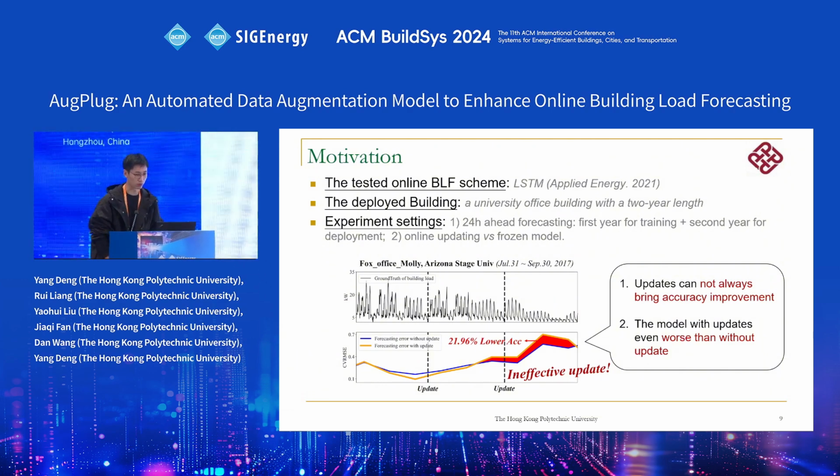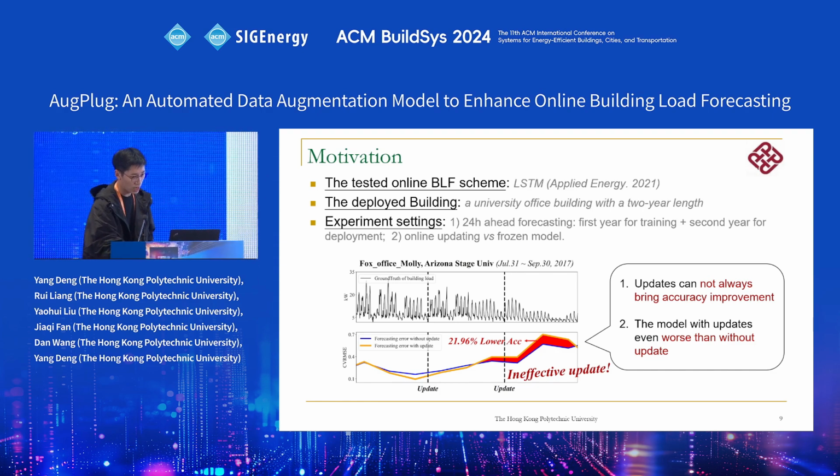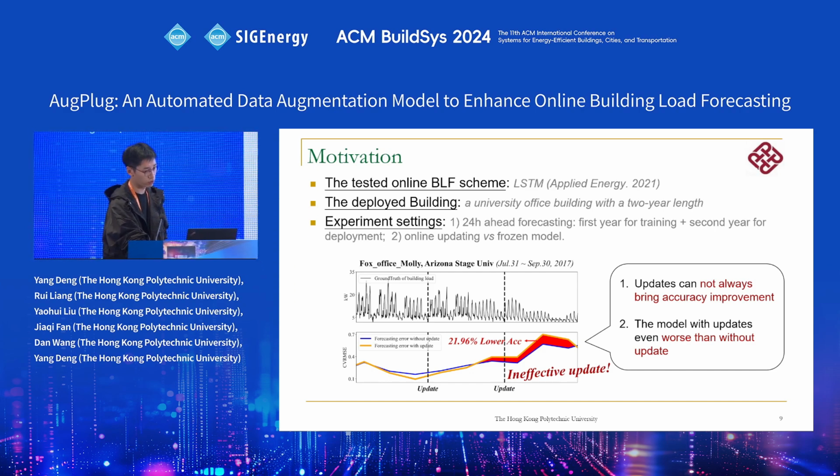Then we have two observations from the curves of the forecasting error. First, the updates didn't always bring accuracy improvement. Second, the model with updates is even worse than that without updates, as shown by this highlighted arrow.